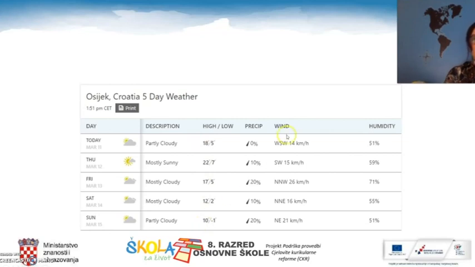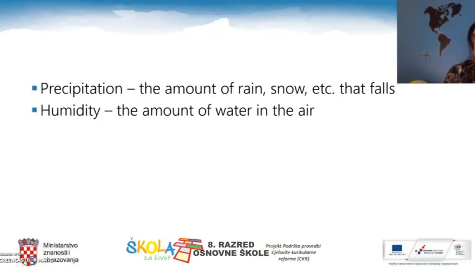What is possibly new to you are two expressions, precipitation and humidity. Now, precipitation is the amount of rain, snow, etc. that falls. And the humidity is the amount of water in the air. I'm sure you are familiar with these expressions from other subjects. Another piece of information that you can see here is wind. The abbreviations here stand for west, southwest, north, northwest, north, northeast, or east only. Here are the definitions of the two words previously mentioned.